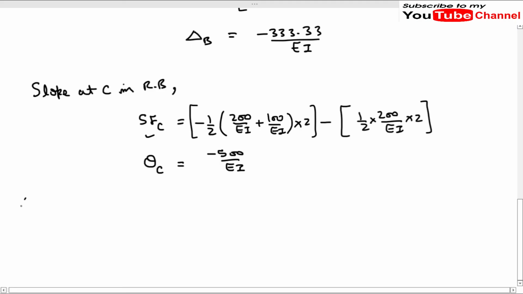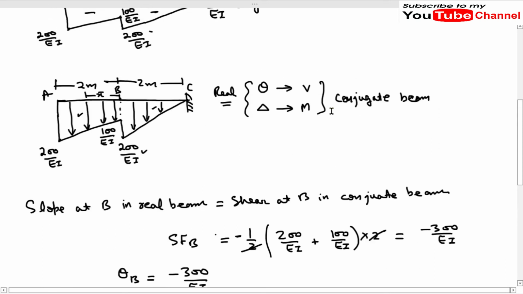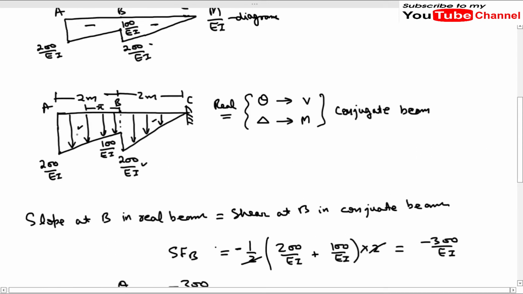Now for deflection at C in the real beam, we have to find the bending moment at C in the conjugate beam. How are we going to find the bending moment? Let me write it here: bending moment at C in the conjugate beam. We have two areas. The first is for this trapezoid and the other one is for this triangle.